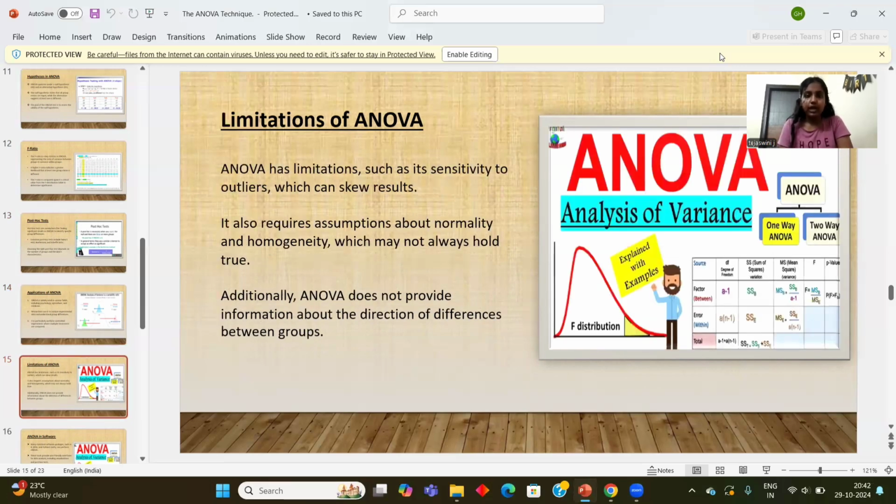Limitations of ANOVA. ANOVA has limitations such as its sensitivity to outliers, which can skew results. It also requires assumptions about normality and homogeneity, which may not always hold true. Additionally, ANOVA does not provide information about the direction of differences between the groups.